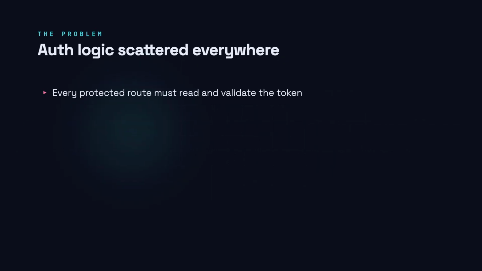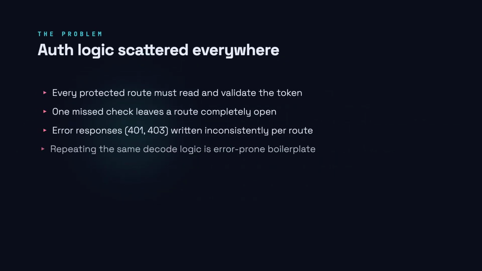Imagine you have 10 routes that should only be accessible to logged-in users. Without a shared pattern, each route author has to remember to grab the authorization header, decode the JWT, check expiry, and return a 401 if anything fails. That is a lot of repeated code, and the moment one developer forgets a step, you have a security hole. There has to be a better way to centralize this logic.